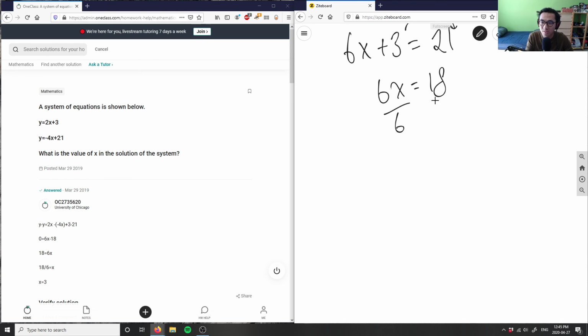I can divide both sides here. 6x divided by 6 is simply just x. 18 divided by 6 is 3. So x equals 3 will be my solution here.